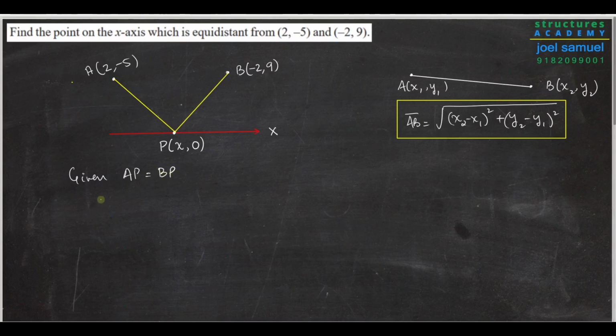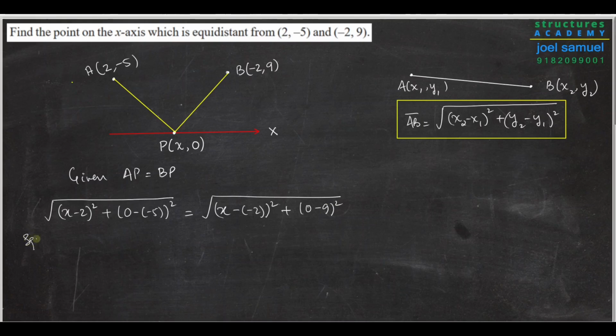Using the distance formula, we know that the AP distance would be the square root of (x minus 2) whole square plus (0 minus of minus 5) whole square. So the left hand side becomes (x minus 2) whole square plus (0 minus of minus 5) whole square. All of this is equal to, on the right hand side, (x minus of minus 2) whole square plus (0 minus 9) whole square. So this becomes (x minus of minus 2) whole square plus (0 minus 9) whole square.